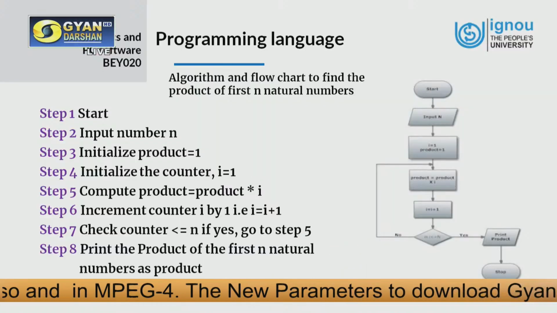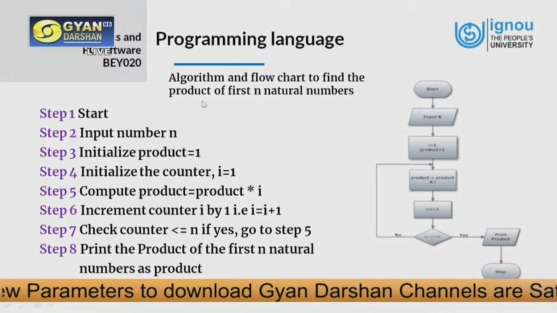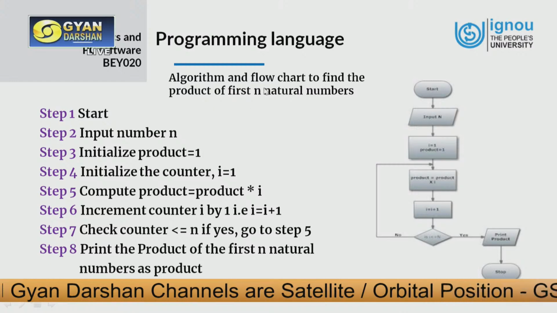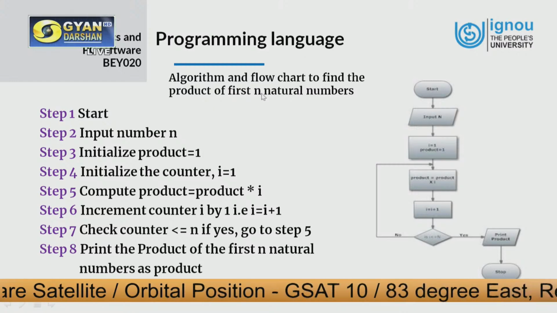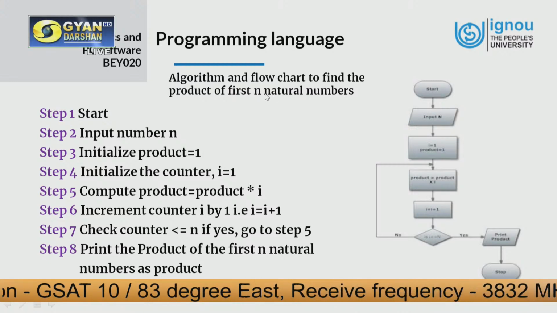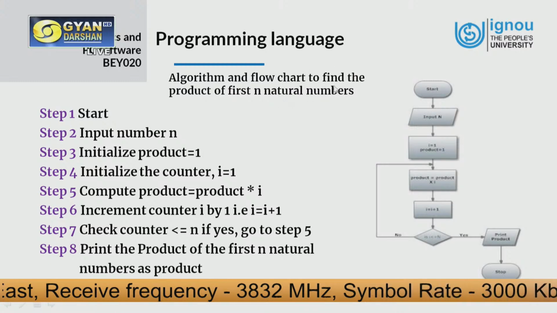Let us try to understand this with the help of an algorithm, and how that algorithm leads to a program. The algorithm and flowchart we have made is to find the product of first n natural numbers. What does it mean? Suppose I need to multiply 1 into 2 into 3 into 4, like that, till n. If I want to multiply n natural numbers, how am I going to perform this?